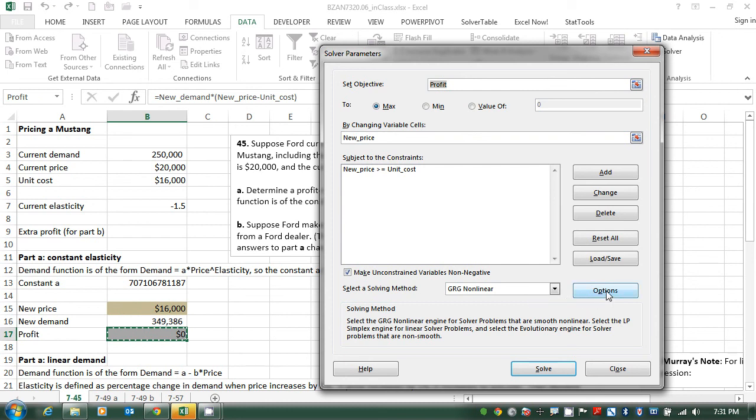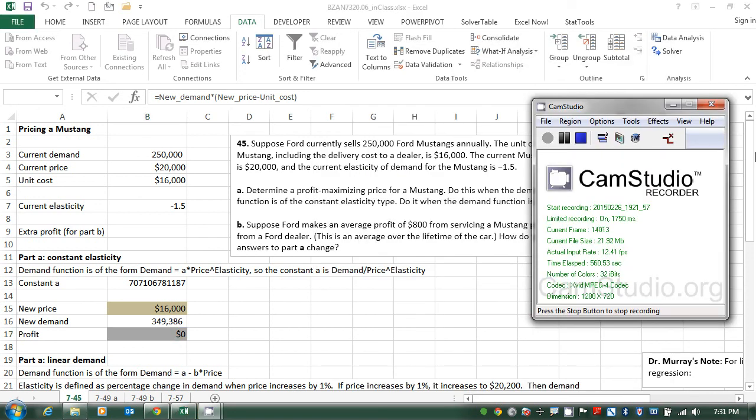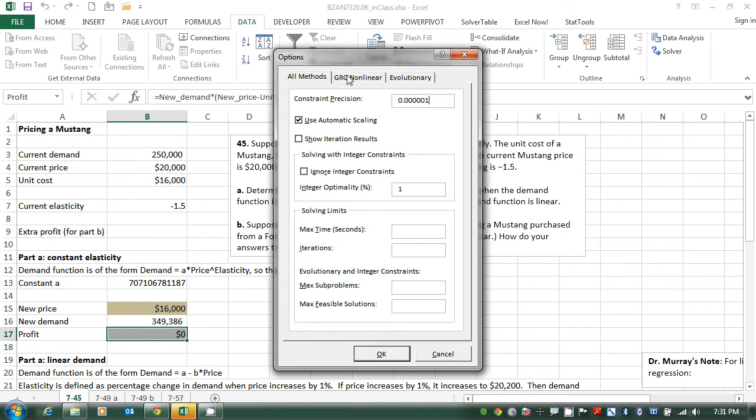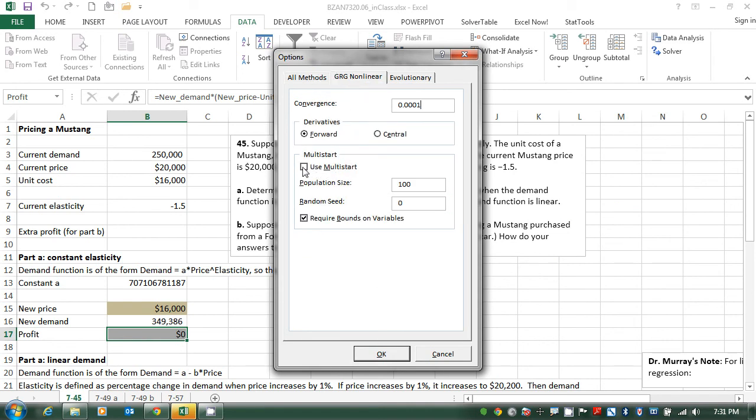Now, I'm going to go ahead and click on options first because I want to show you, for GRG nonlinear, I want to use the multi-start function, okay? And multi-start works best when you put bounds on the variables, all right? What does that mean? Well, that means that the decision variable is price. I put a minimum on price. I said price had to be greater than or equal to cost. So if I'm using the multi-start option, I've got one bound, but I have to add a second bound if I really want this to work right.